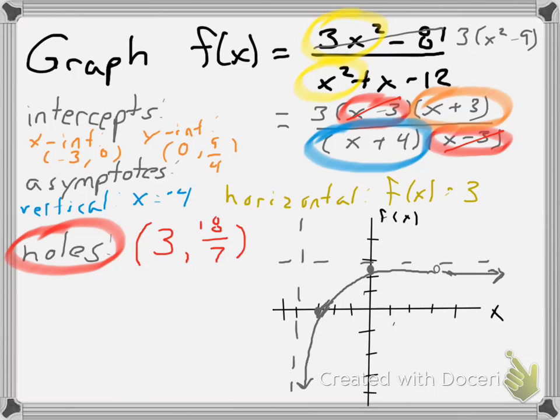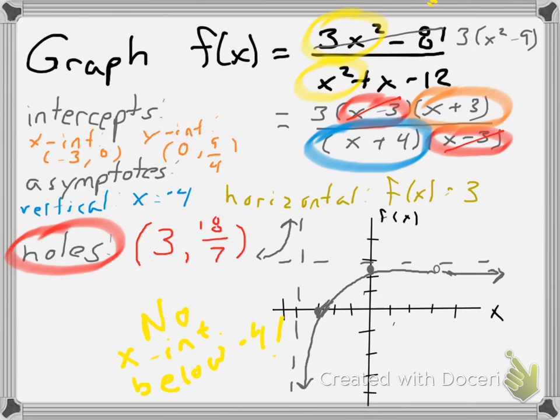Now could I create a table of values? Absolutely, but I don't have to, because remember there was only one x-intercept. That was at negative 3. There are no other x-intercepts because there are no other factors in the numerator. So that means that my function, since there are no x-intercepts below negative 4, has to be in that upper left-hand quadrant.